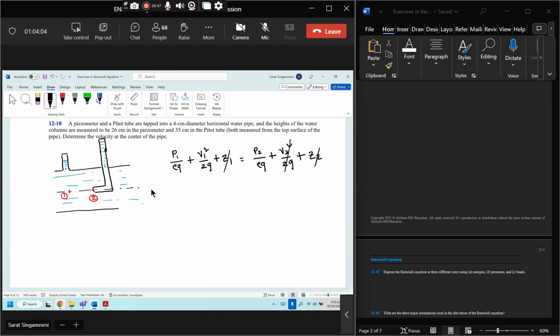So from the remaining terms, we can write V1 squared over 2g is equal to P2 minus P1 over rho g. Again, g can be cancelled. So we can write V1 is square root of 2 times P2 minus P1 over rho.